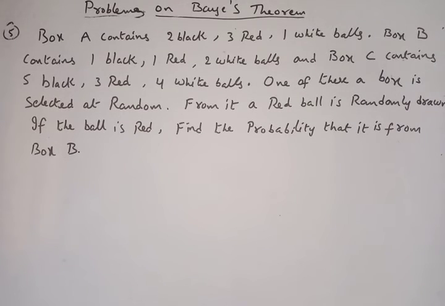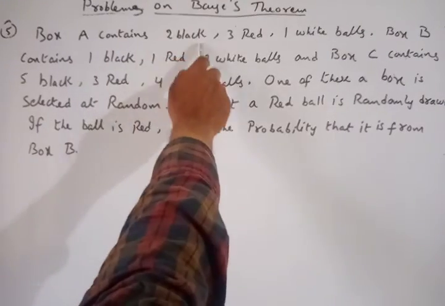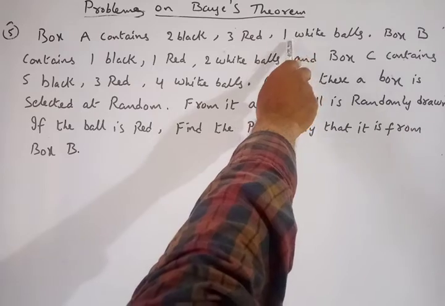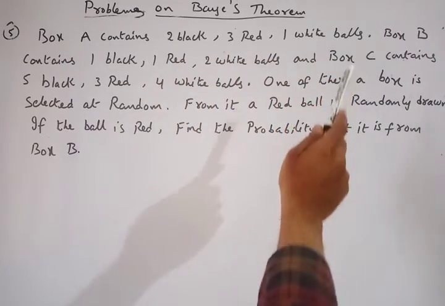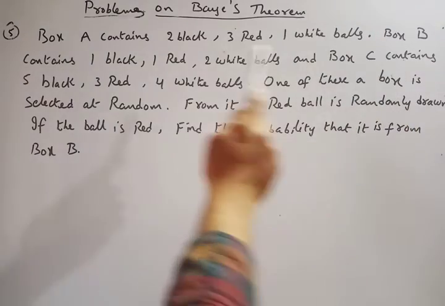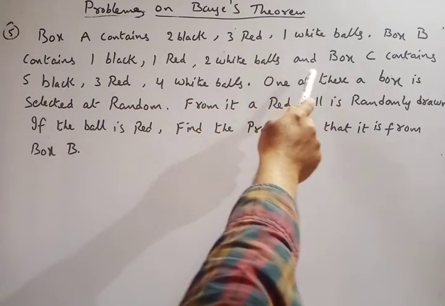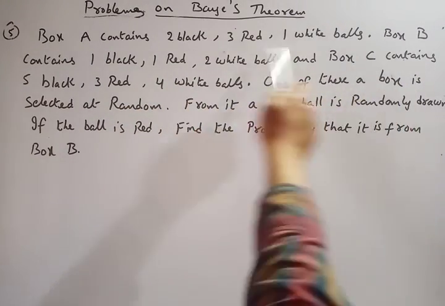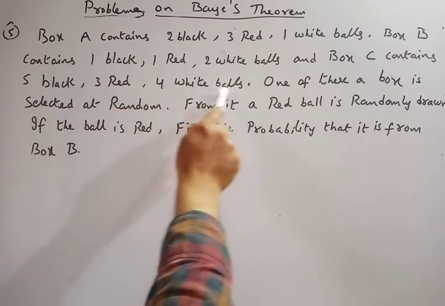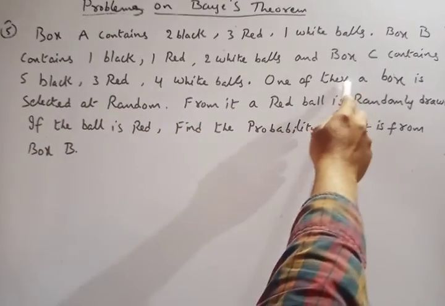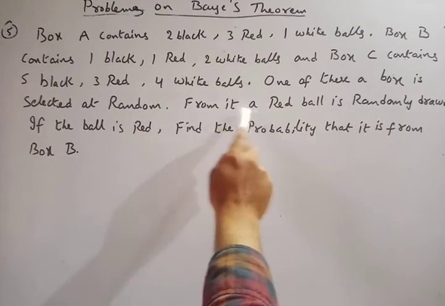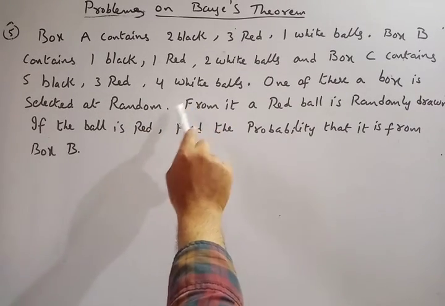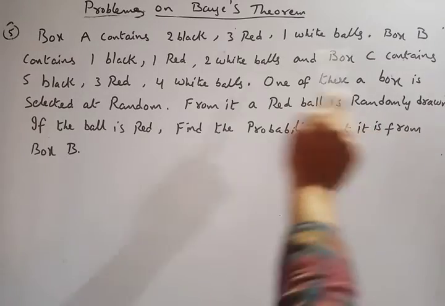Next problem, a homework problem. Try this problem for homework. Box A contains 2 black, 3 red and 1 white ball. Box B contains 1 black, 1 red and 2 white balls. And box C contains 5 black, 3 red and 4 white balls. So one of these boxes is selected at random. From it, a red ball is randomly drawn.